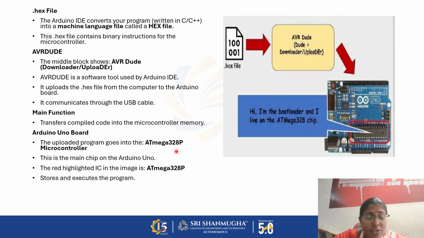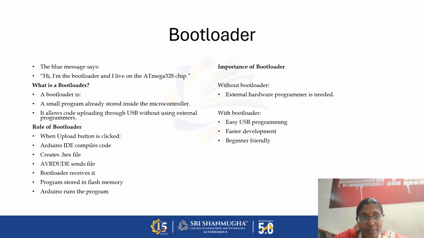What is its main function? It transfers the compiled code into the main memory. Then the uploaded program goes into your ATmega328P microcontroller. This is the main chip in your Arduino UNO. The red highlighted IC in the image is the ATmega328P chip. It stores and executes the program that we have stored in the memory.